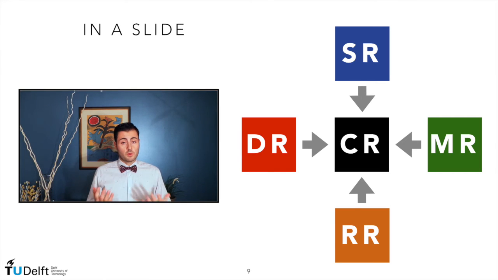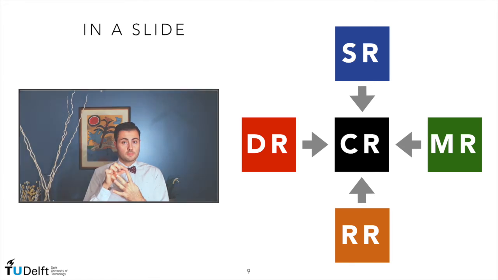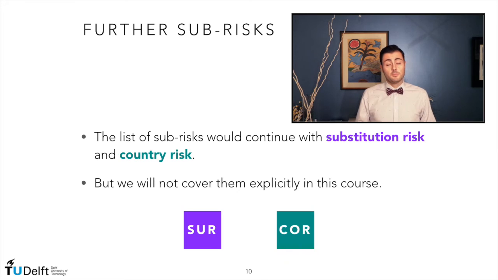So, just to summarize, for us, credit risk is essentially made up of 4 different components, 4 different sub-risks: default risk, migration risk, spread risk, and last but not least, recovery risk. I said essentially because we could continue our list of sub-risks constituting credit risk, and this is a cacophony, by introducing substitution risk and country risk.